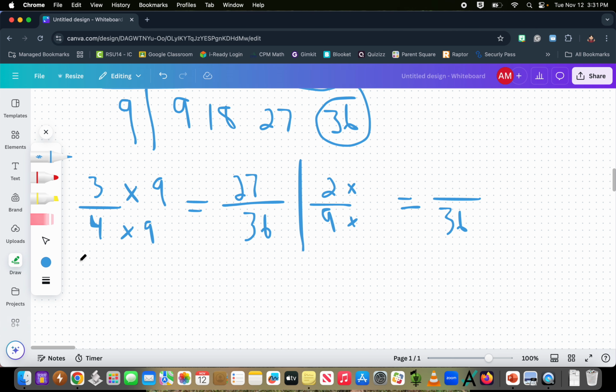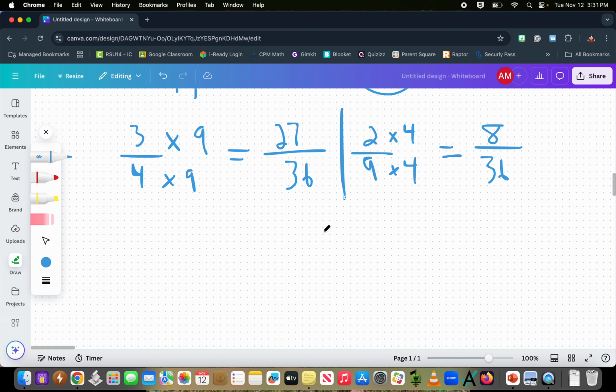Over here, we're just flip-flopping this. So 9 times 4 is 36. And then whatever I do to the bottom, I do to the top. So 2 times 4 is 8. Now that I've got equivalent fractions, I can go ahead and subtract. So 27/36 minus 8/36.